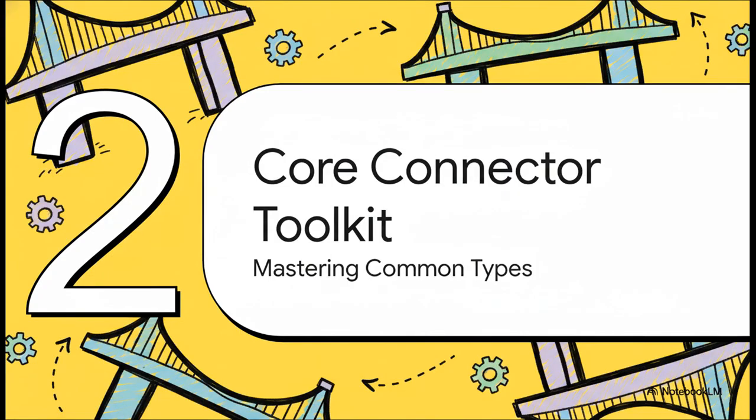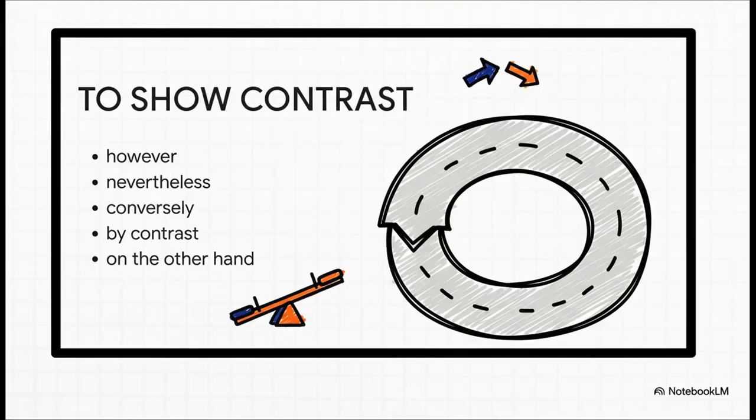Okay, moving on to Section 2. It's time to open up our core connector toolkit. We're going to look at the essential tools that every single writer needs to have ready to go. First up in the toolkit, words that show contrast. These are your pivot words. You know when you need to make a turn in your argument or introduce an idea that goes against what you just said? You'll reach for words like however, nevertheless, or on the other hand.